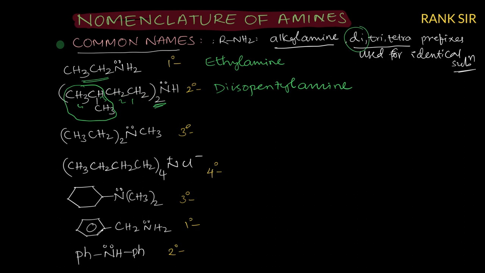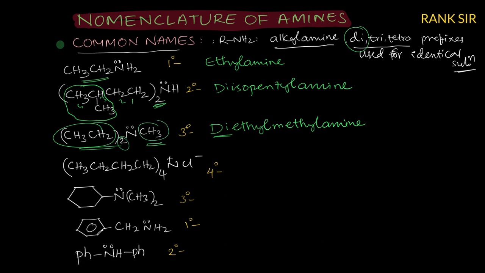Next one. Here we have a tertiary amine. Here this is a methyl group. Here these are ethyl groups. In alphabetical order, which will become first? Ethyl. But di is not considered in the alphabetical order of prefixes. Therefore, diethyl. And this is methyl. Diethyl methyl amine. So this is an ethyl group, this is a methyl group. But how many times here? 2 times is there.